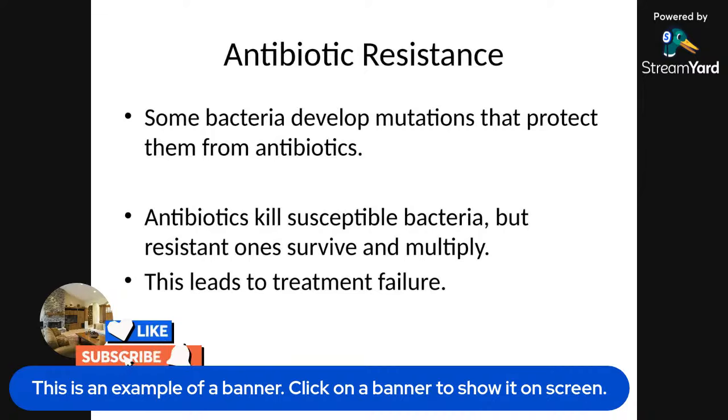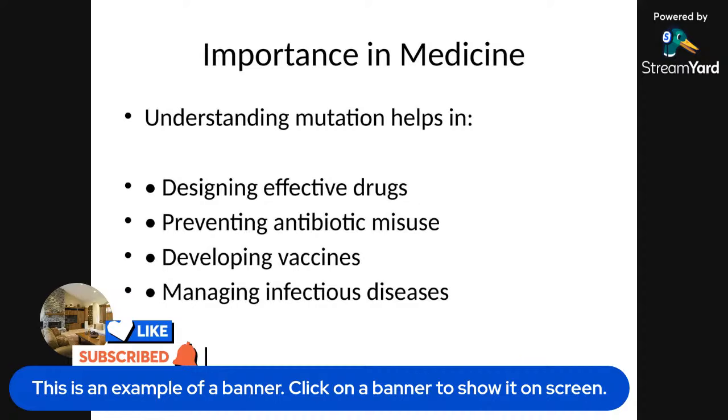So why is mutation so important? I told you that it is going to help us in medicine. It's going to help us to be able to define effective drugs and prevent antibiotic misuse. Under normal circumstances, at this junction, you should know that you cannot just take antibiotic indiscriminately, because the more you take antibiotic without prescription, you are helping microorganisms to adapt and develop resistance against that antibiotic.